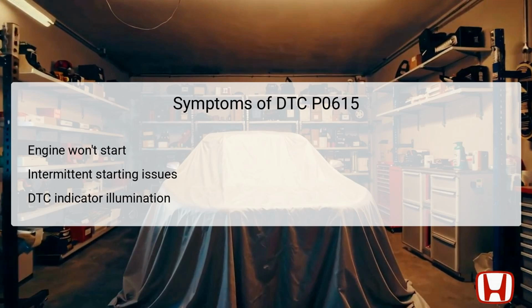These unpredictable behaviors can often be traced directly back to problems in the starter cut relay circuit or associated wiring. Drivers may also notice that the DTC indicator light illuminates on the dashboard, alerting them to the malfunction within the starting system. Recognizing these symptoms early is vital for effective troubleshooting and timely repairs, thus maintaining vehicle reliability and performance.